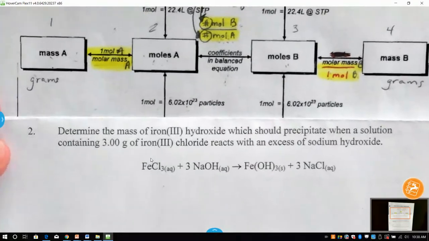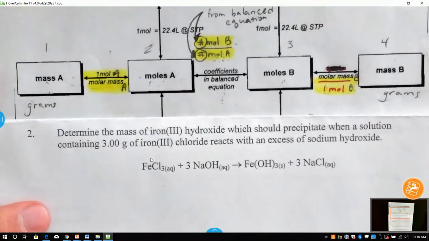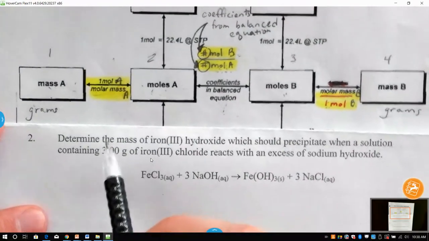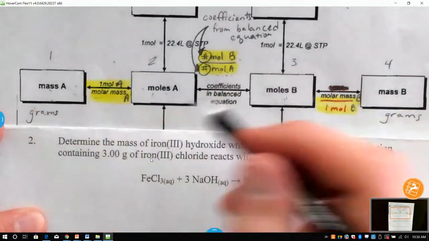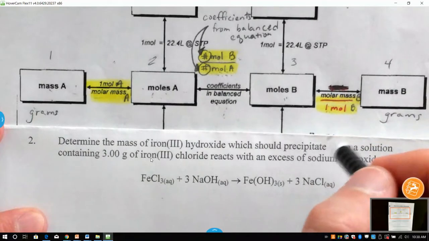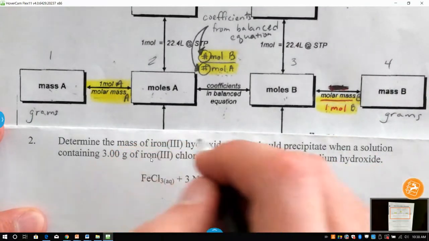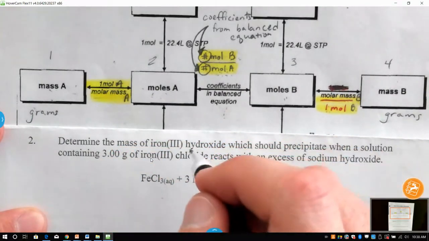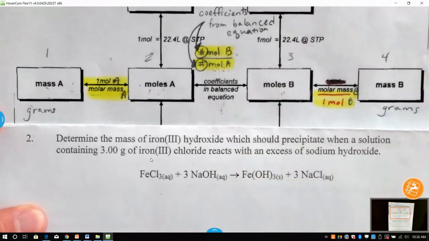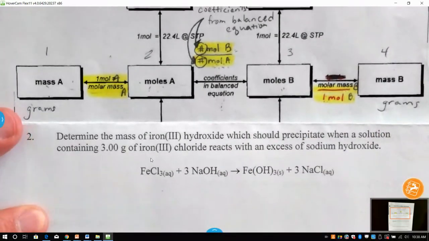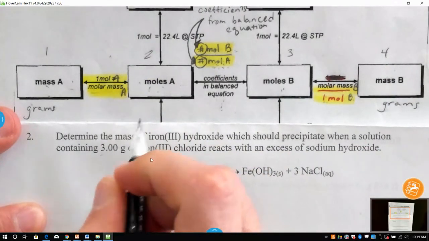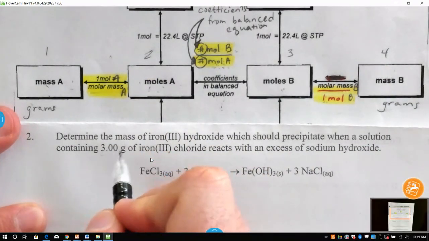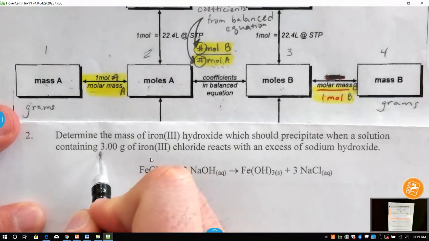All right. So how I go about this is you got to underline what you're given and then what you're looking for. So determine the mass of iron 3 hydroxide, which should precipitate when a solution containing 3 grams of iron 3 chloride reacts with an excess of sodium hydroxide. Well, what the heck is what? There's 3 different things. All right, fair. You're going to underline, obviously, the one that has a number with it, that is your given piece of information.